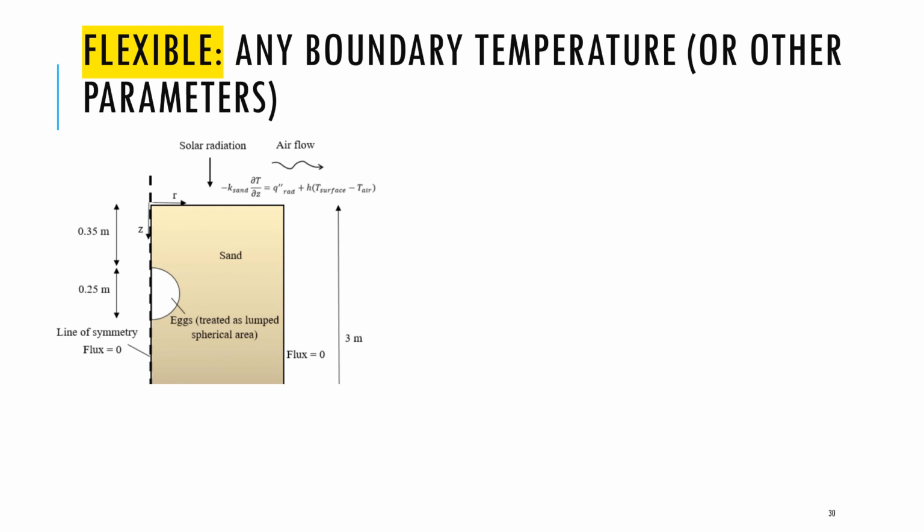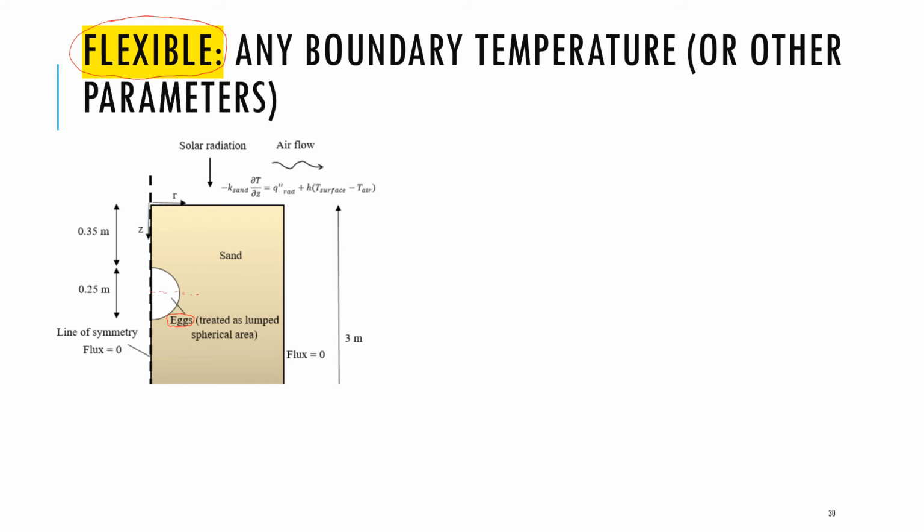One of the most useful aspects of a numerical solution like the finite element method is its flexibility to use many different boundary conditions. For example, the surrounding temperature doesn't have to stay constant. And I'm going to show you an example of that. So here is a project from our class from the past. And the project has to do with hatching of turtle eggs in sand.